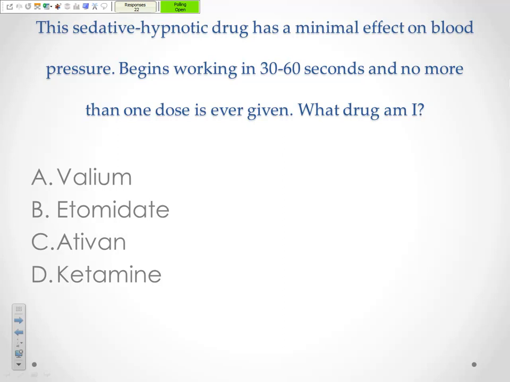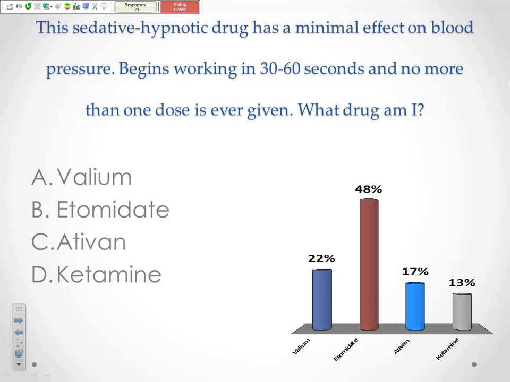All right, everybody ready? Valium, Etomidate, Ativan, and Ketamine. The correct answer is Etomidate. How much Etomidate do you give? 6 to 12. It's like what, 0.2 to 0.6 milligram per kilogram? 20 milligrams is the standard adult dose.